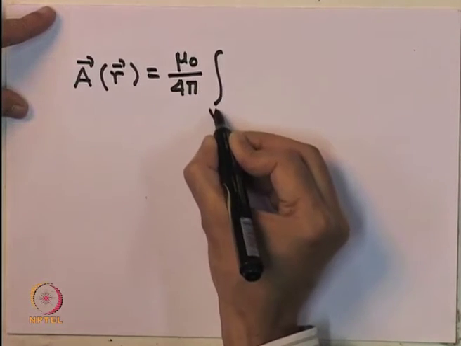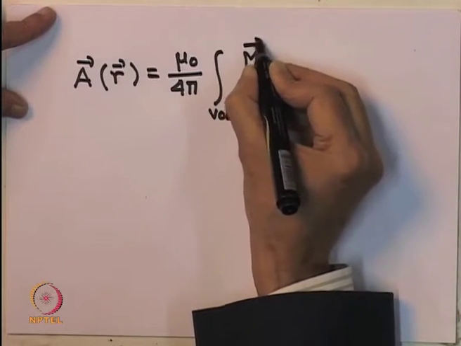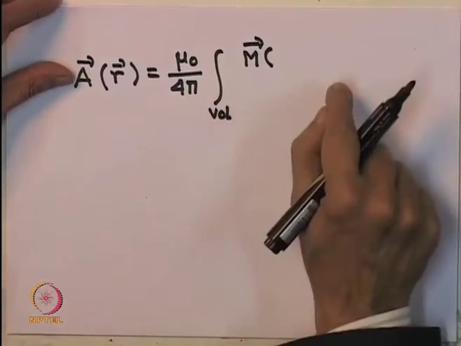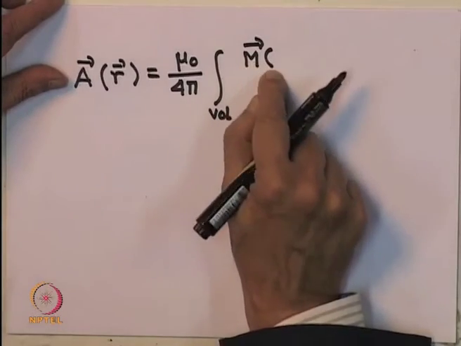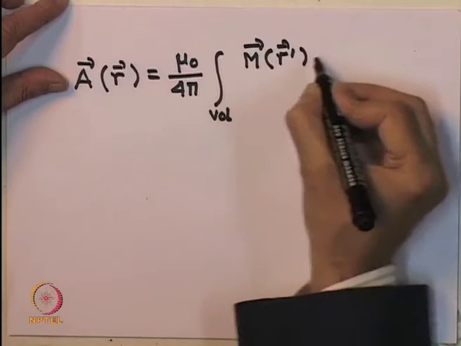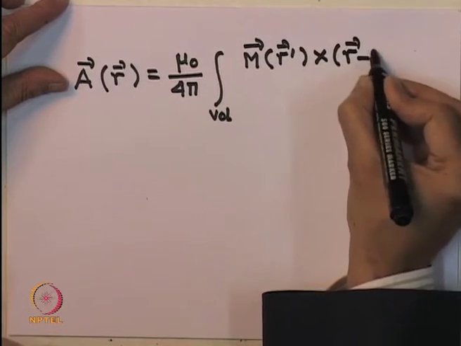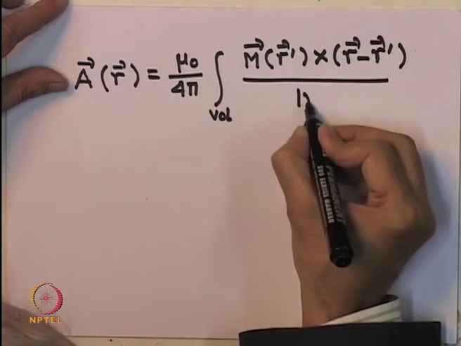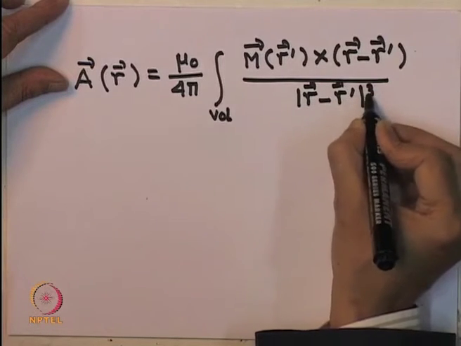I will have to integrate over all volume. Magnetic moment, this is actually the magnetization, because I take a volume dV, and volume dV times the magnetization gives me the magnetic moment at the position r prime, cross r minus r prime, divided by r minus r prime cubed, d cube r prime.